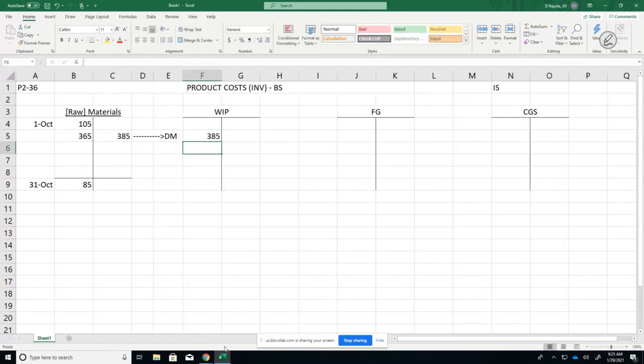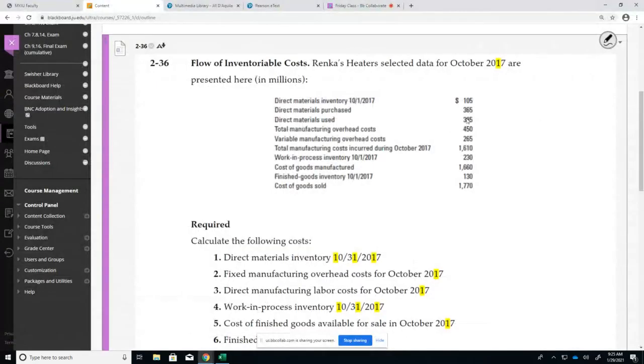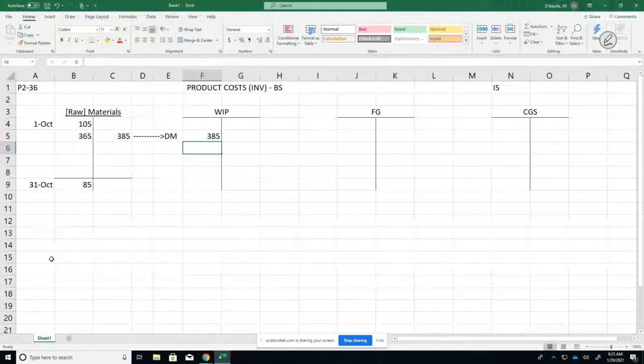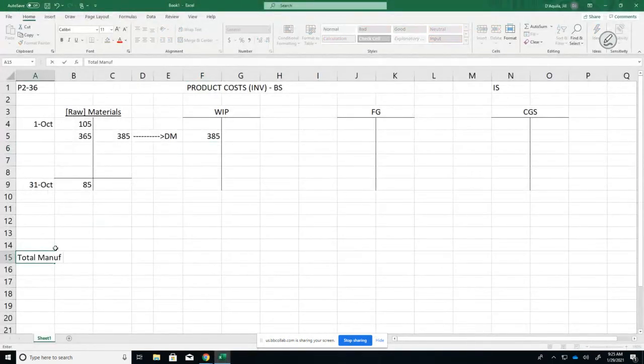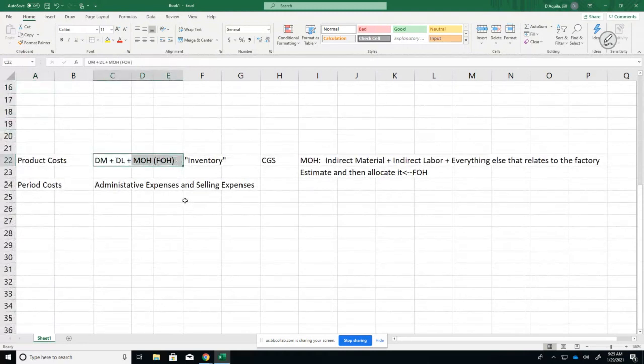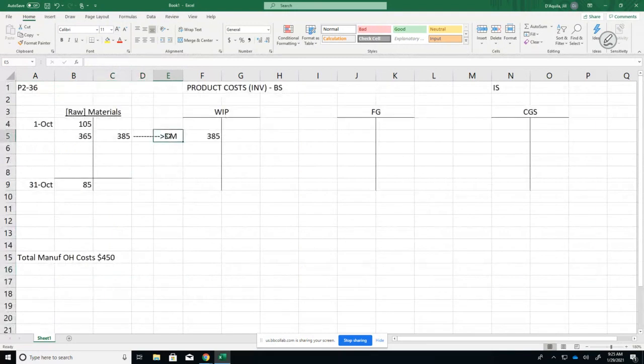So let's plug in what we know, going back to the problem. So we tackled the first three. Total manufacturing overhead costs, $450. That's going to consist of, well, you know, because we just talked about it. Here are our three items, total manufacturing overhead costs. So we know how much material we've used, right? We just have to grab labor and we have to grab overhead.